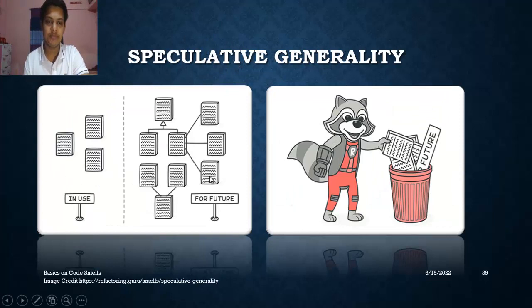Speculative generality. Suppose we have three classes in use and we have made some other classes and some other features that we'll use for the future. We don't need them now, so in this case we have to reduce them and focus on the present condition. So we have to remove these extra features which we have preserved for future use.